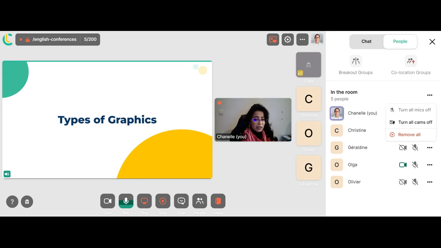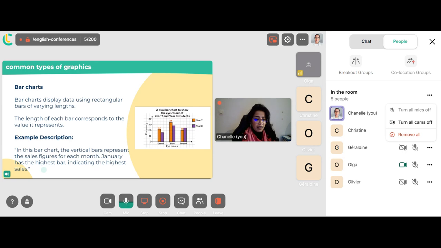So let's take a look at types of graphics. The first type of graphic you could find is known as a bar chart. An example of a bar chart is on the right-hand side of the screen. The length of each bar corresponds to the value it represents. An example description: in this bar chart, the vertical bars represent the sales figures for each month. January has the highest bar, indicating the highest sales.